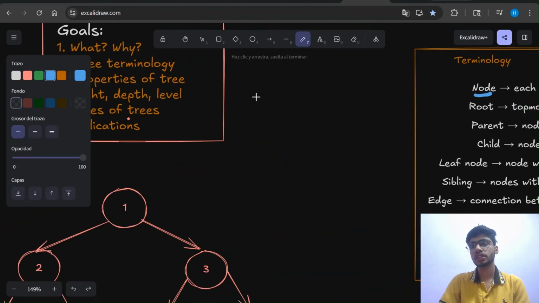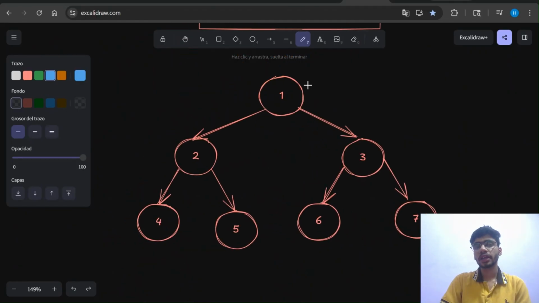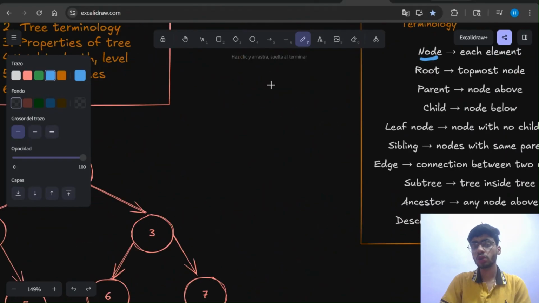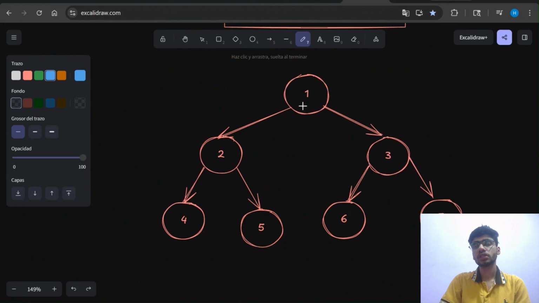The next is parent. As I already told you, this is the parent. The node above is called the parent. So this is the parent for 2 and 3. 2 is the parent for 4 and 5. Similarly, 3 is the parent for 6 and 7.